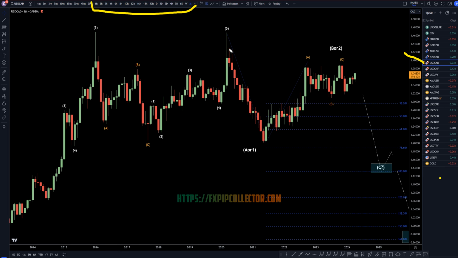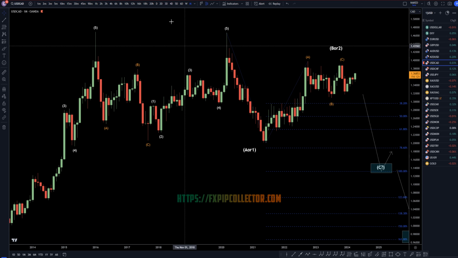So on the US dollar Canadian, I'm still looking at this move down as a wave A most likely, and I still think this move up is most likely a B. Could be a 1-2, but probably more likely an AB. And I still think this is a 1-2, and I think it's going to eventually keep on going down for a 3, 4, and 5 of wave C most likely.